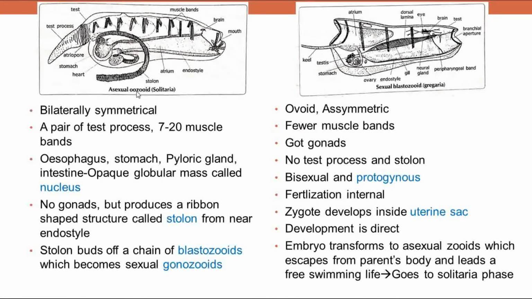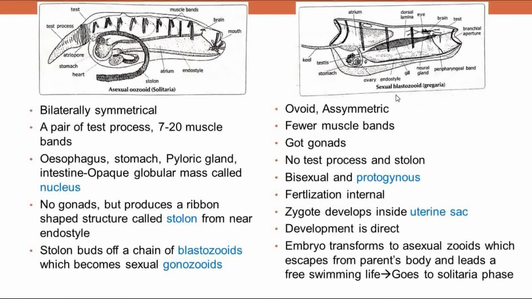Then there are no gonads. Since they are asexual oozoids, there are no gonads, but they produce a ribbon-shaped structure called the stolon from near the endostyle. From the pharyngeal floor, they will produce a ribbon-shaped structure called the stolon. The stolon will bud off a chain of blastozoids. Those blastozoids will become sexual gonozoids.